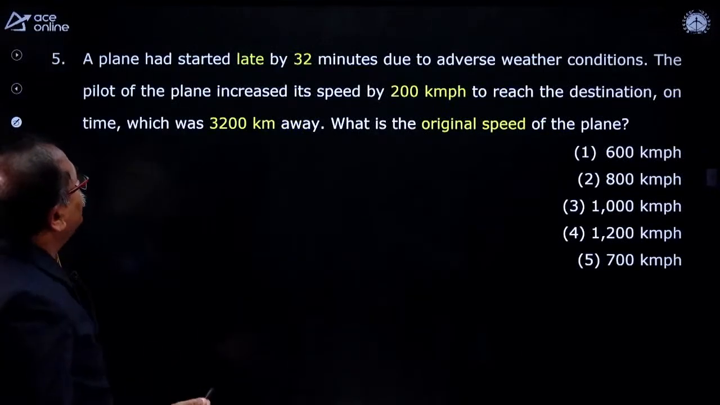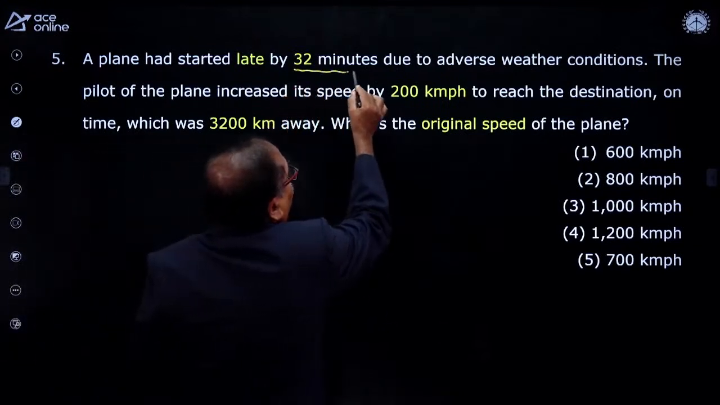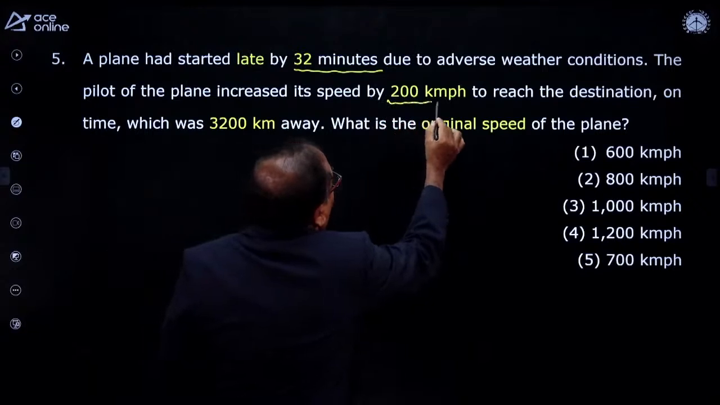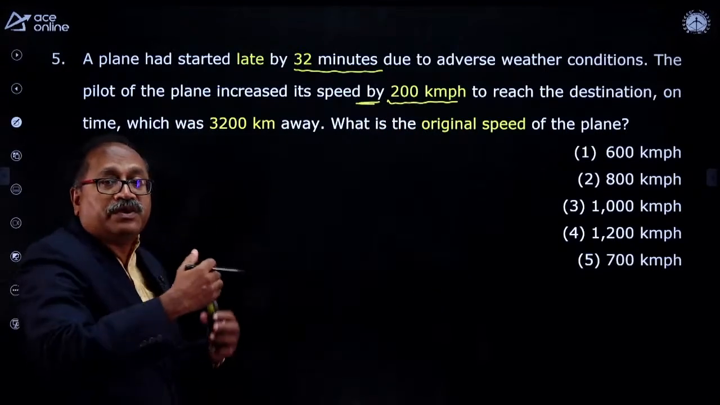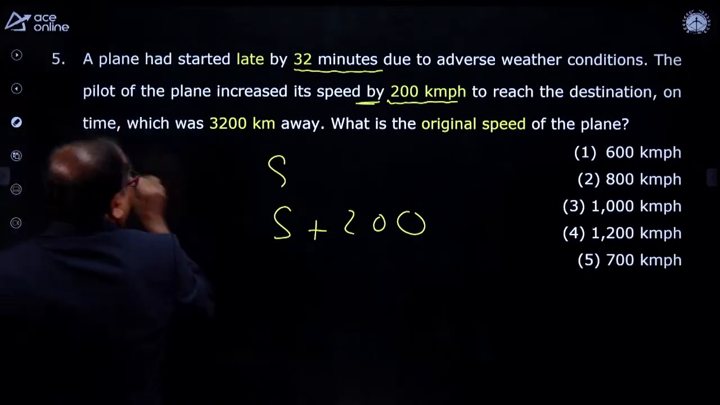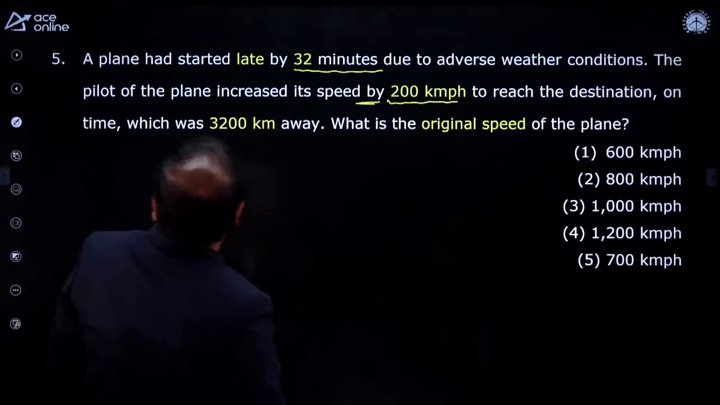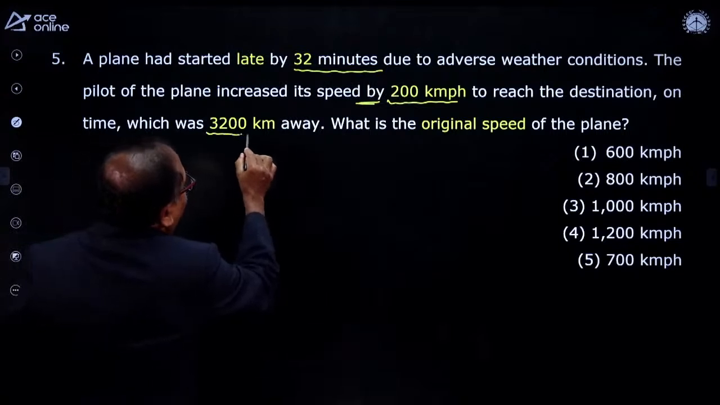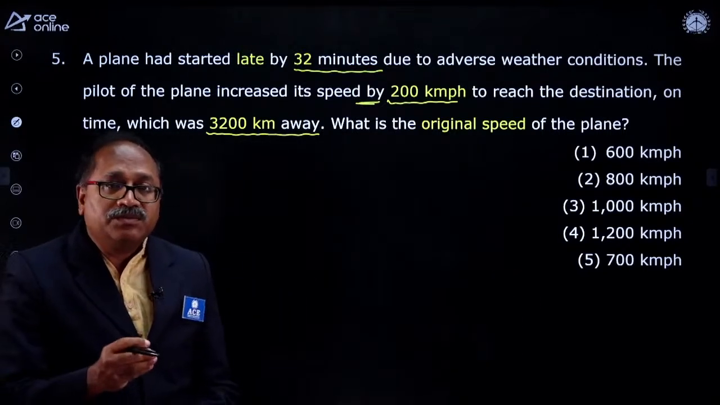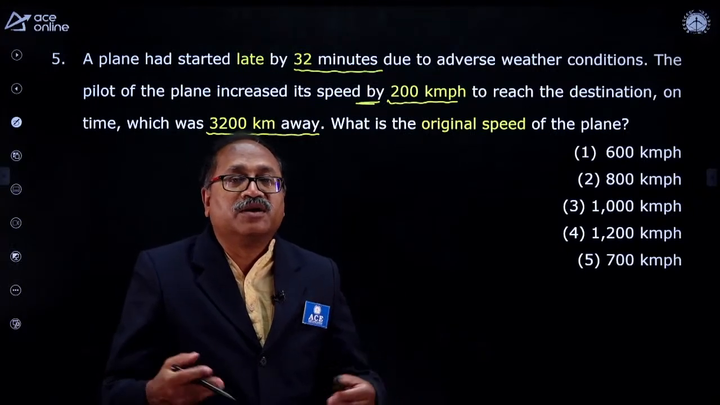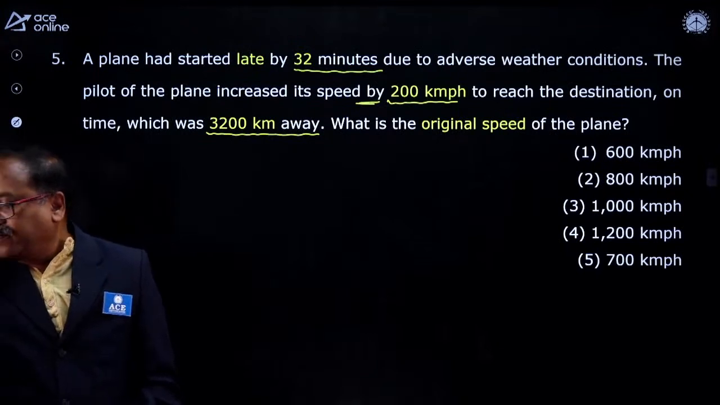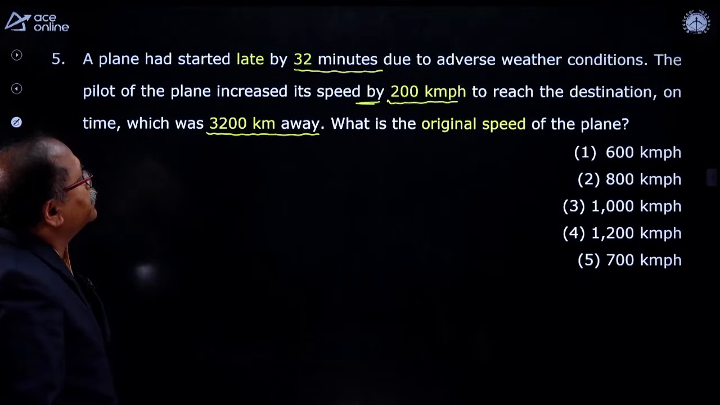Look at this part. A plane has started late by 32 minutes. You know, this kind of question very frequently comes. And due to the bad weather, the pilot increased the speed by 200 km per hour. Increased by. So whatever previous S was there, now it is S plus 200. Okay. Now, what is next? It says the destination was 3,200 km away. We have the distance also. So what is the original speed of the plane? I am sure if you understand the logic, you will be able to answer the question. You don't need to mug up the pattern of answering the question. Please try, my friend. I will wait for 30 seconds.